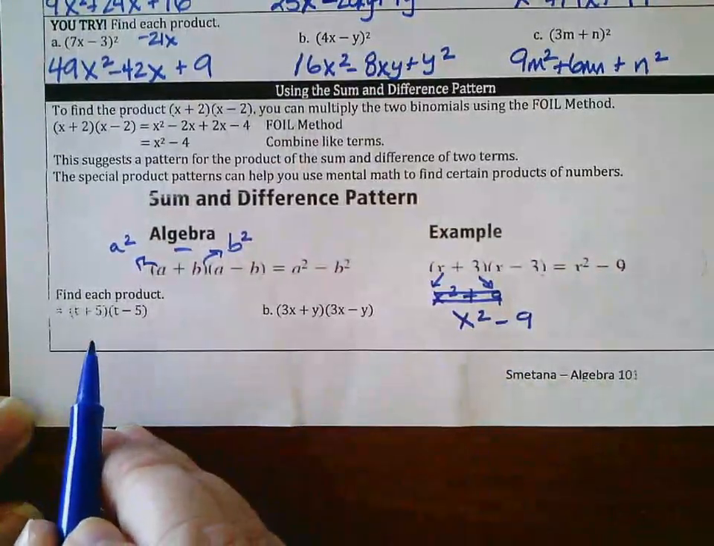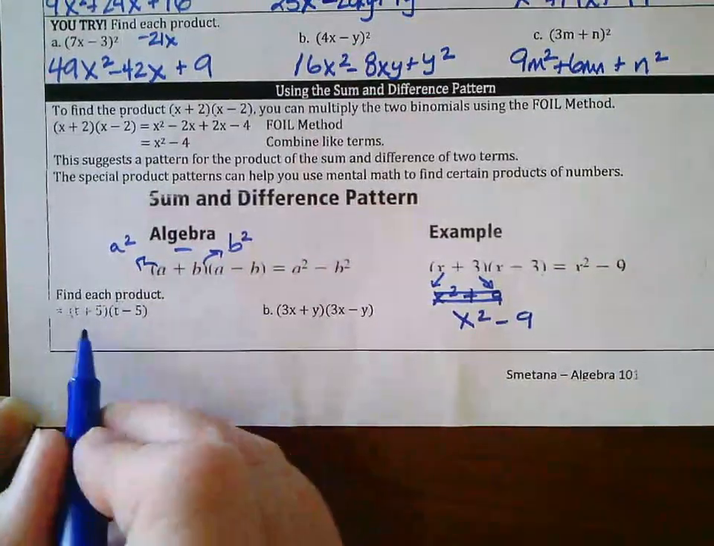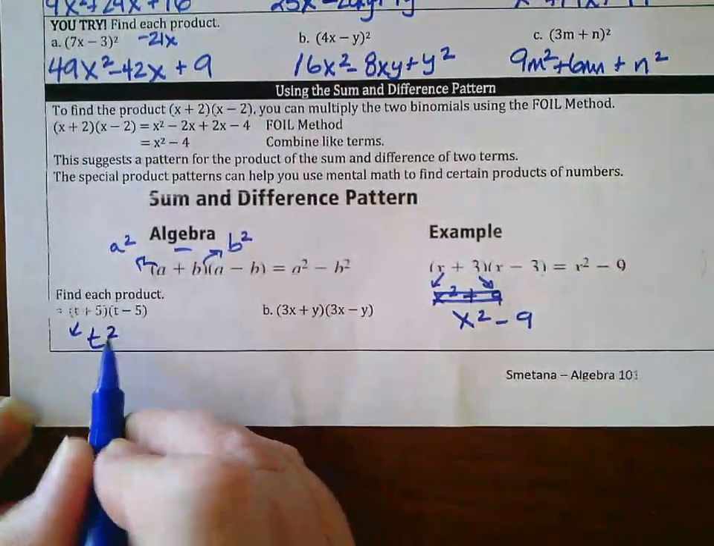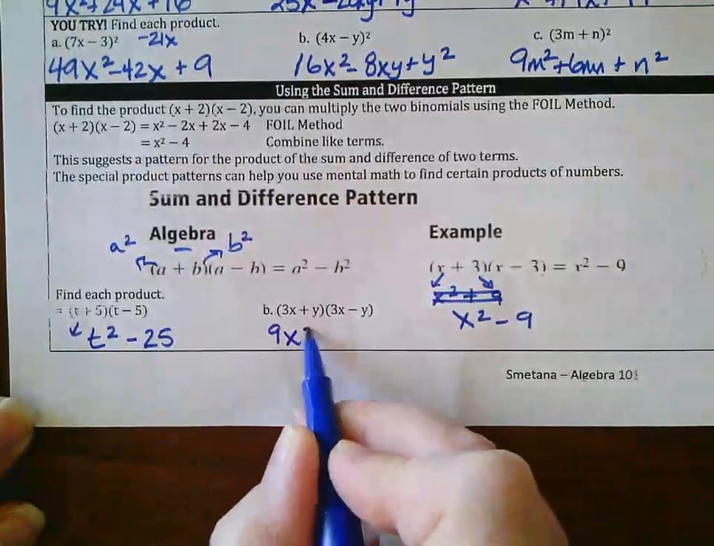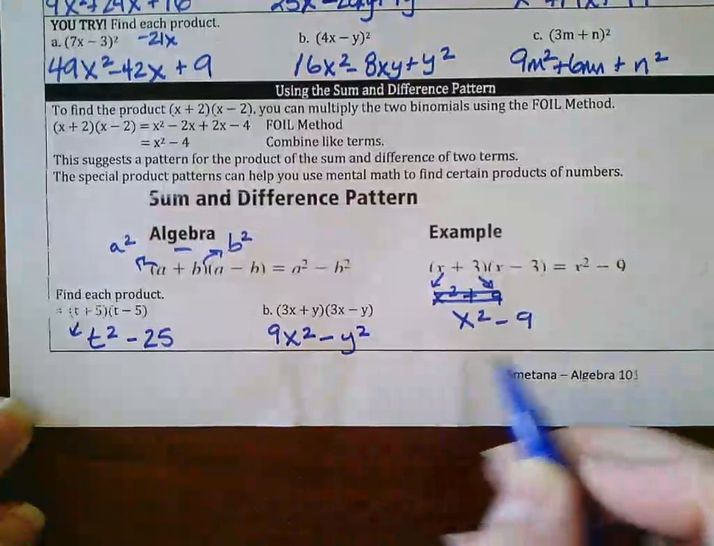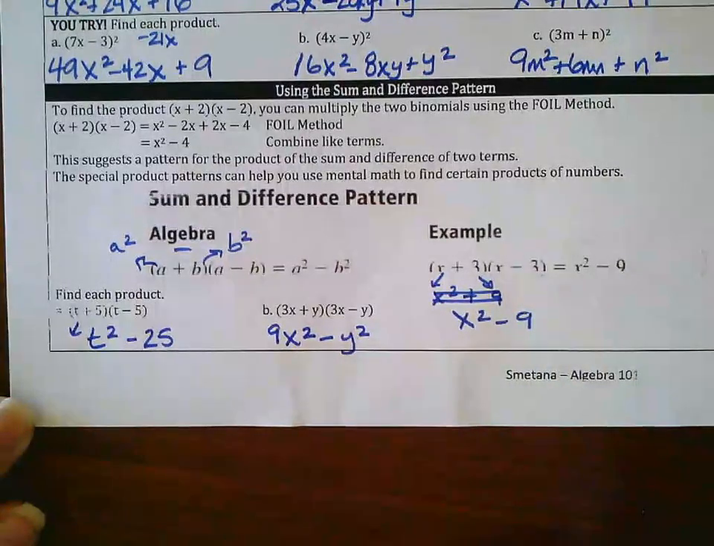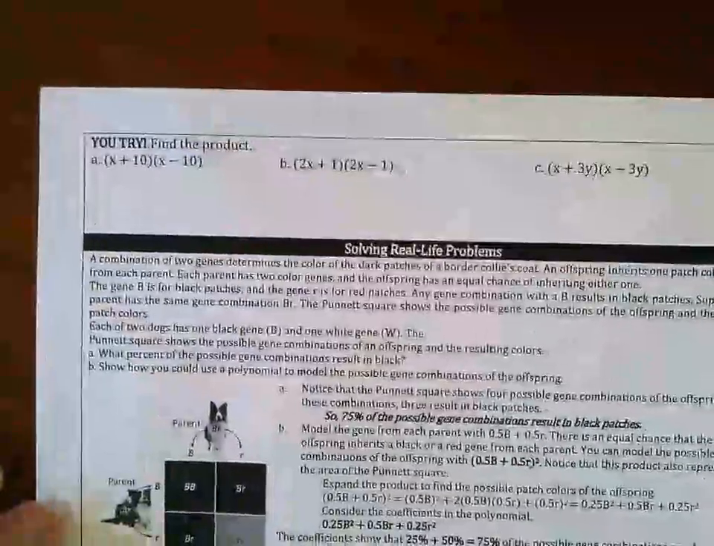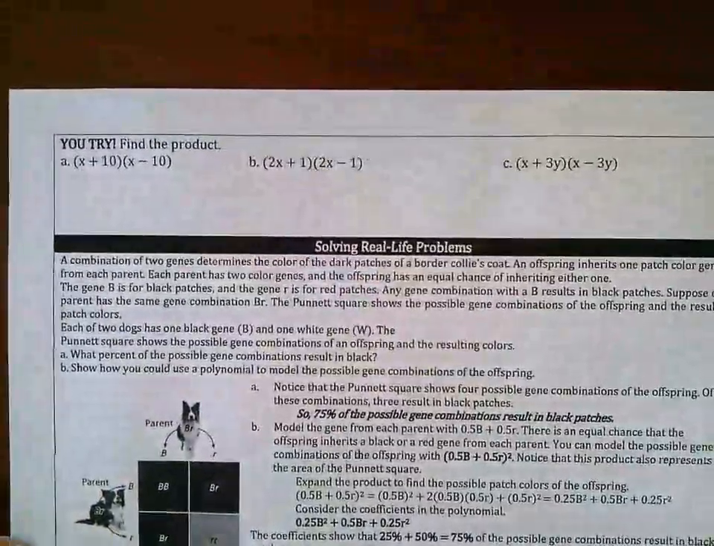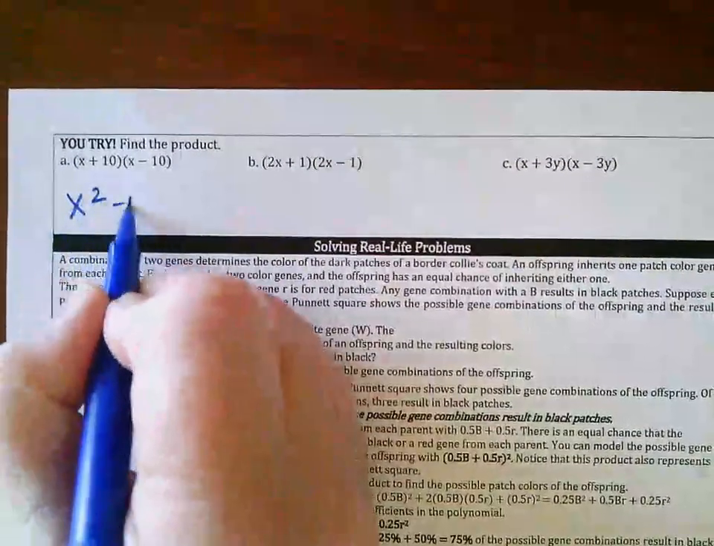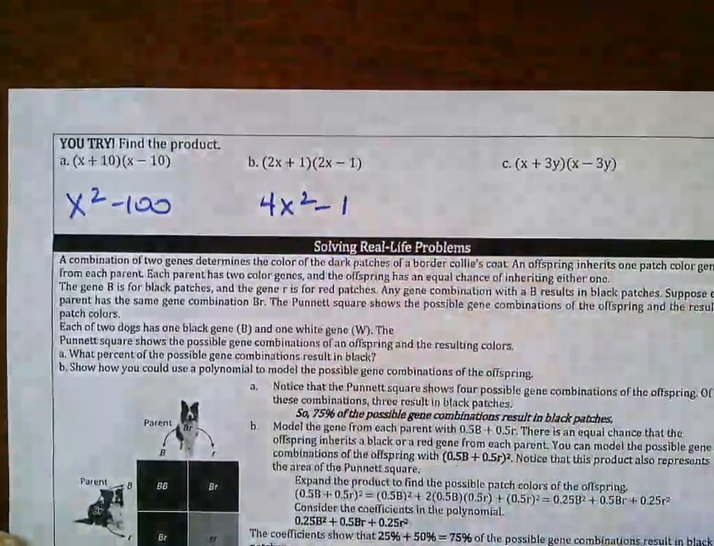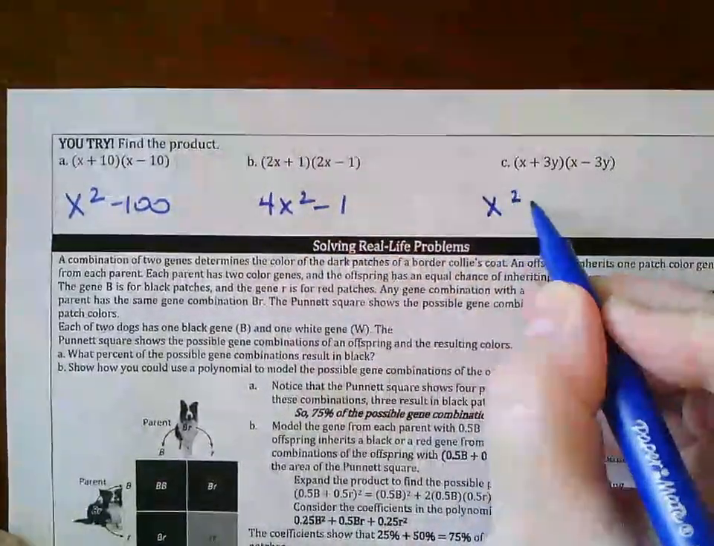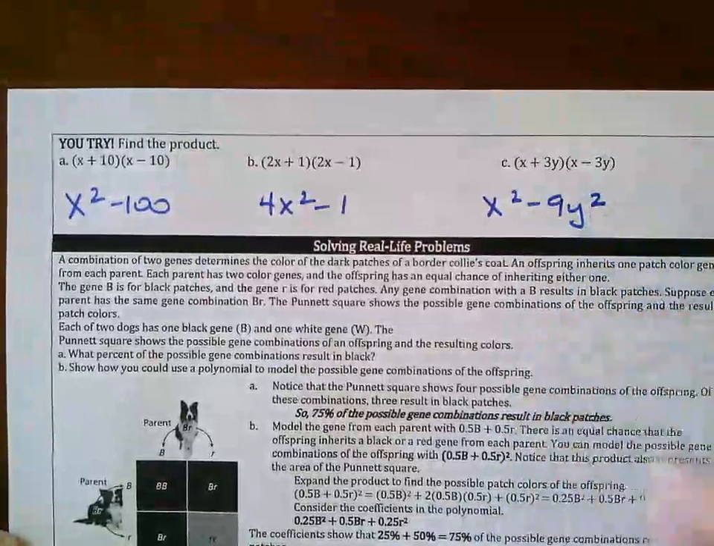So this one here, I should say A right there. You just square it, t minus 25. 9x squared minus y squared. Okay, you ready to try this? Try this, pause the video, and we'll go over the answers in 3, 2, 1. X squared minus 100, 4x squared minus 1, and x squared minus 9y squared.